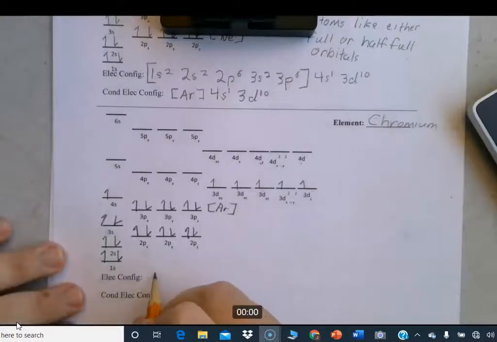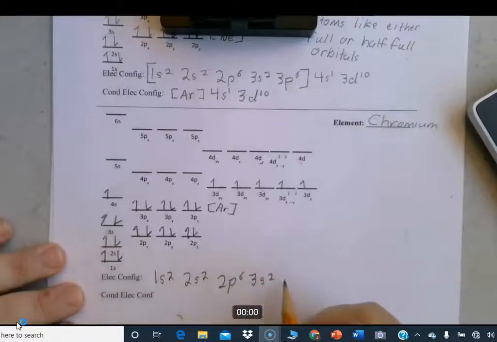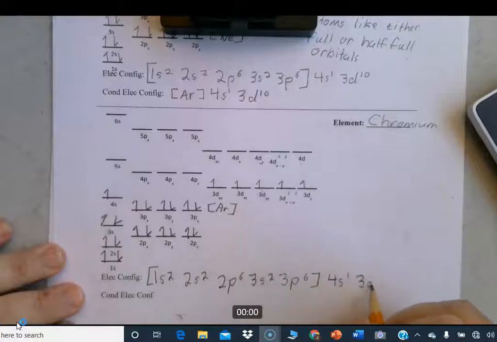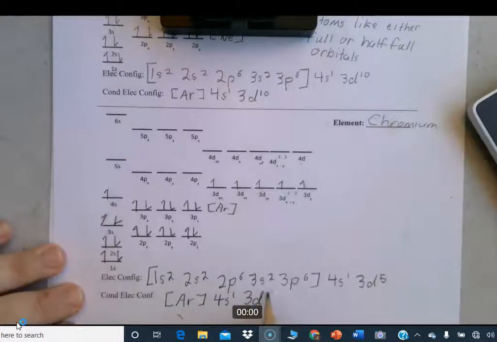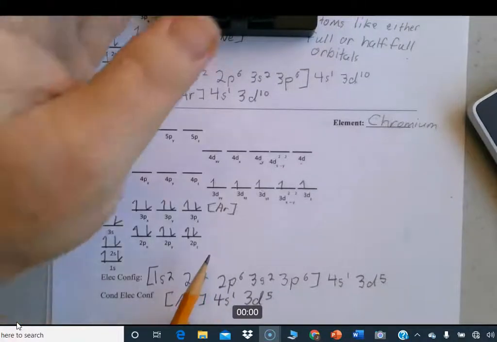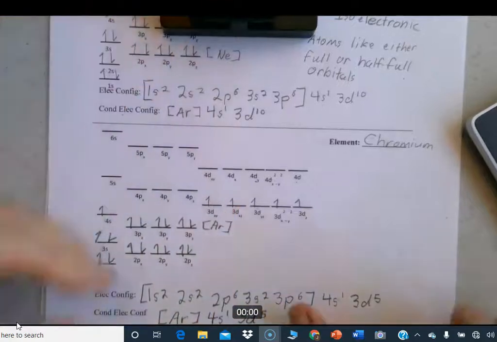All right, so electron configuration. Okay, so it's 4s1 and 3d5. Again, argon is going to be our noble gas for this. So just remember those exceptions for filled subshells and half-filled subshells. Okay, let's do another one here.